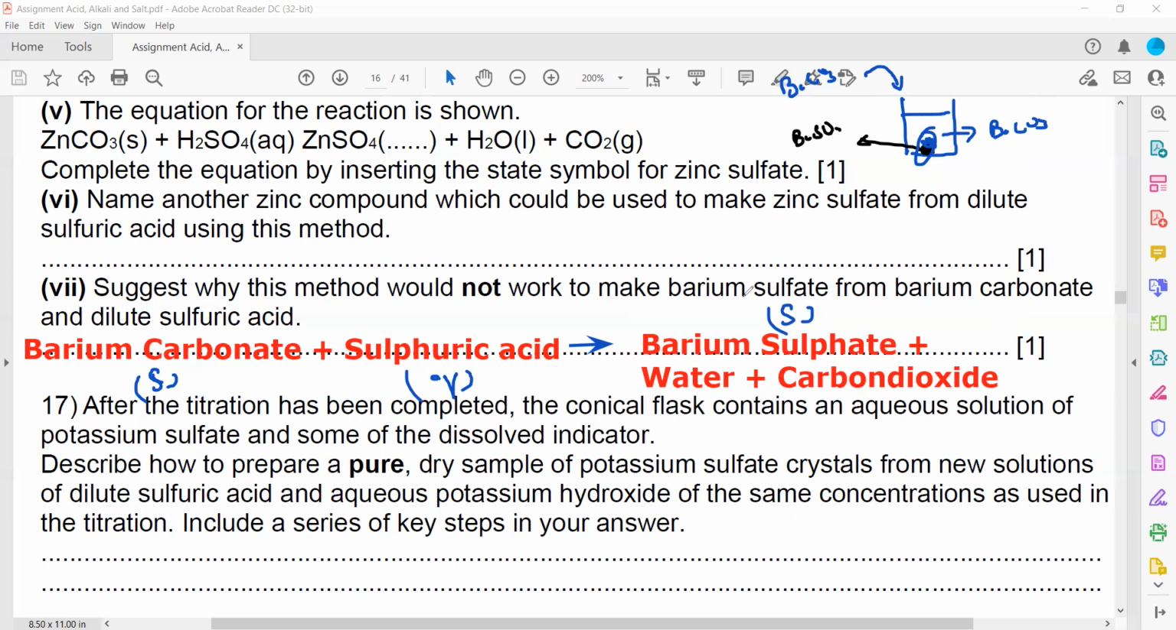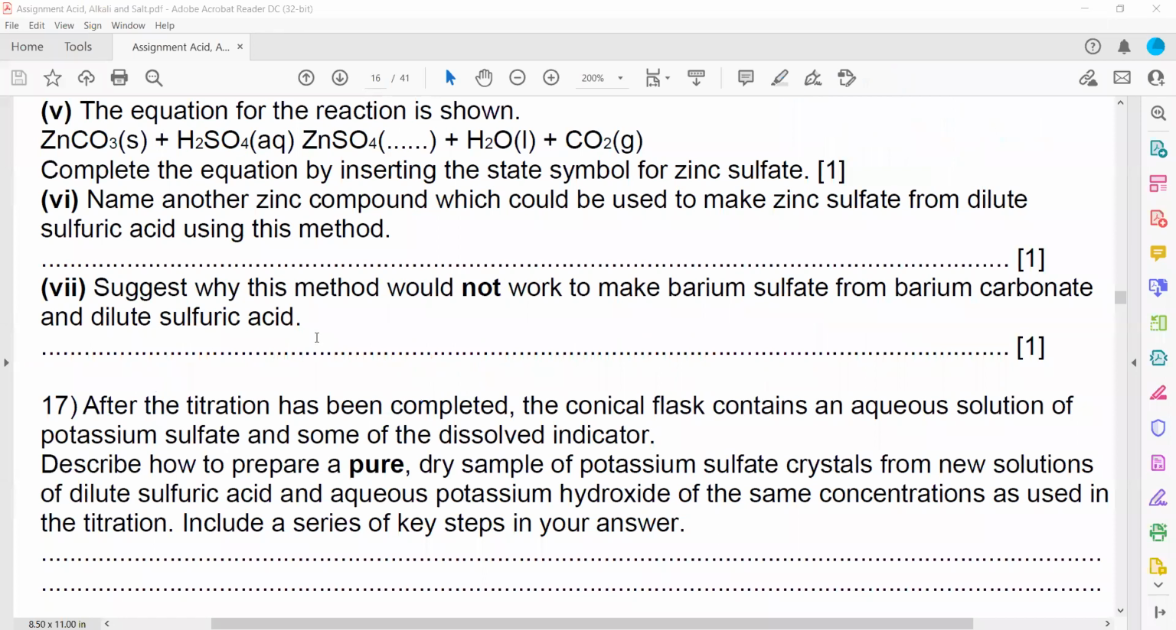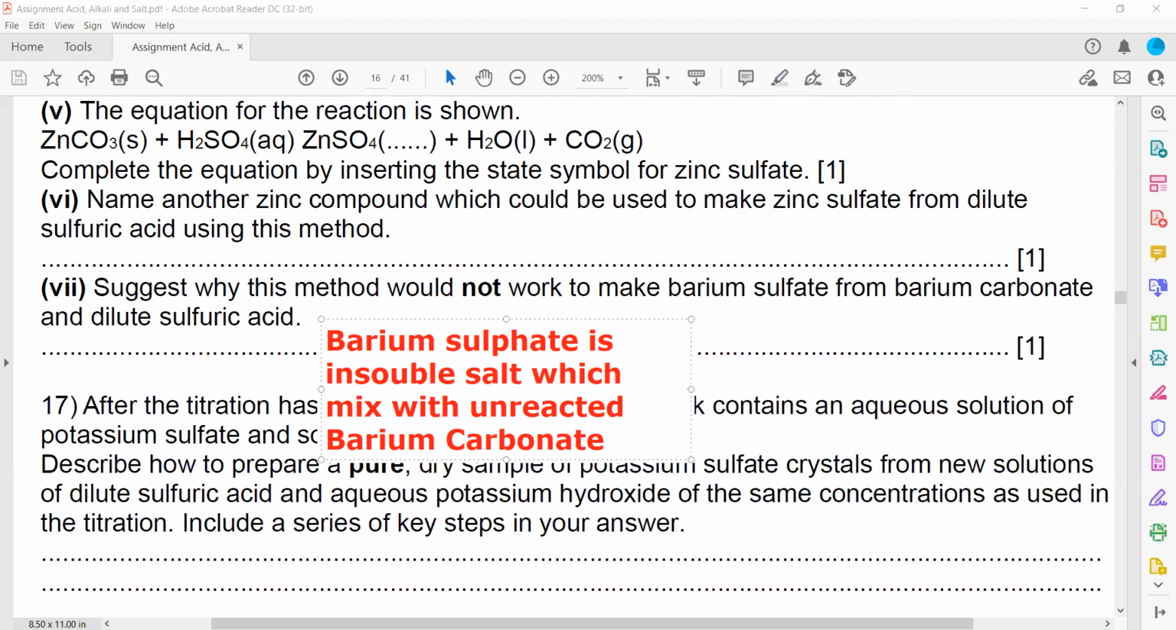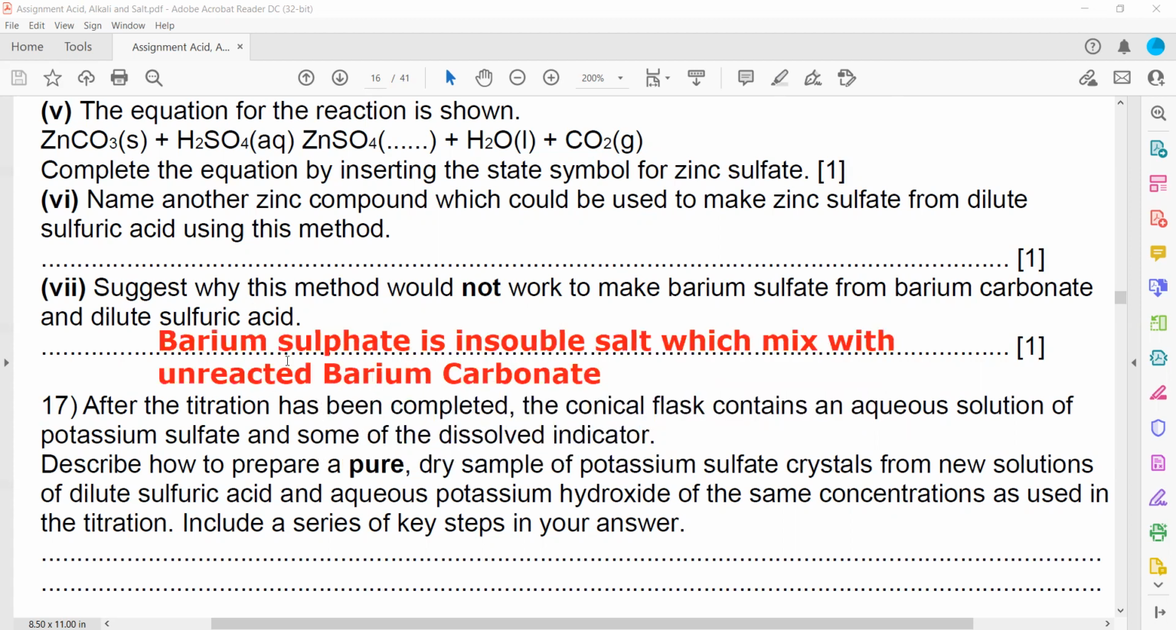Suggest why this method would not work to make barium sulfate from barium carbonate and sulfuric acid. The reason is that barium sulfate is an insoluble salt which mixes with unreacted barium carbonate. Is it clear, this part?